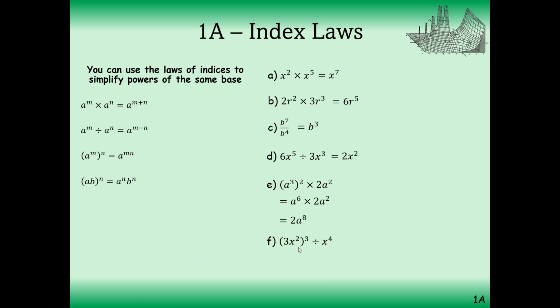Here we're dividing 3x squared, which is cubed, by x to the power of 4. So first we simplify the powers of the first part of this expression here. 3 to the power of 3 gives you 27. So here, if you do have a coefficient, you do need to distribute the powers into each of those terms of the bracket. So because they are multiplied, you can do this.